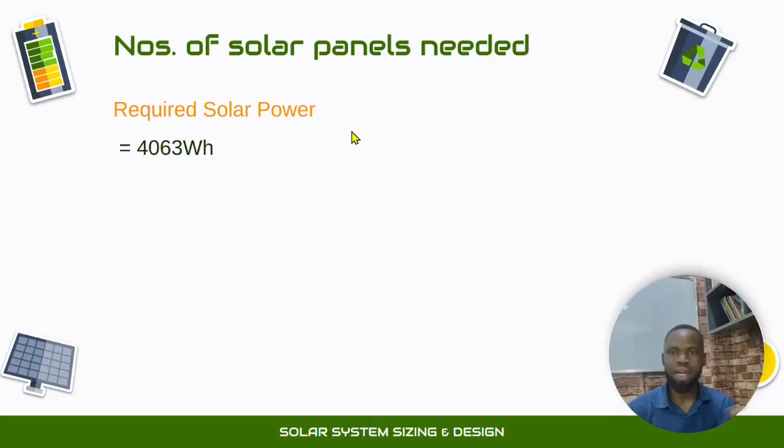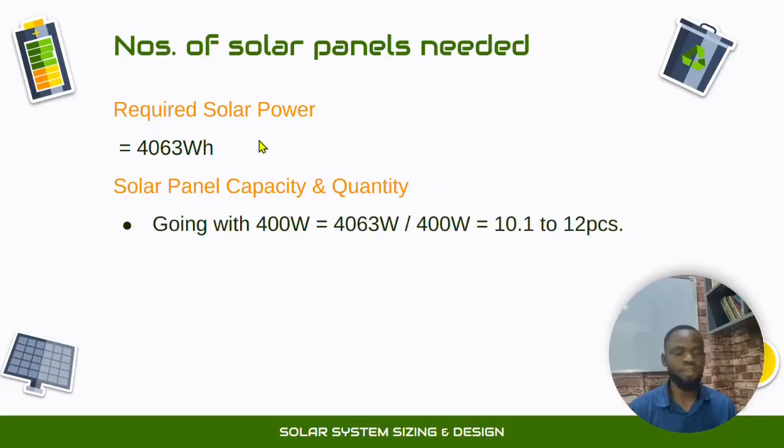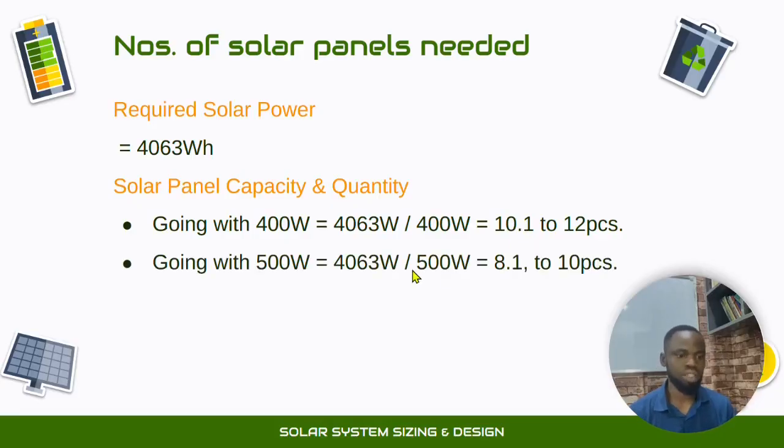It's simple. We already have the figure, the amount of energy we need to produce on hourly basis. If we do this for 4 hours every day, we are cool. So how do we go about it? To determine the capacity or the quantity of solar panels we need for this system, it's simple. We divide our figure by the wattage of panel you want to work with. For example, if I'm going to work with 400 watts, all I need to do is to divide this figure by 400 watts, and I will get the numbers of 400 watt panels I need for that system. If I'm going for 500 watts, I do the same thing.